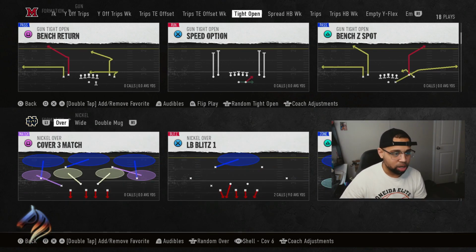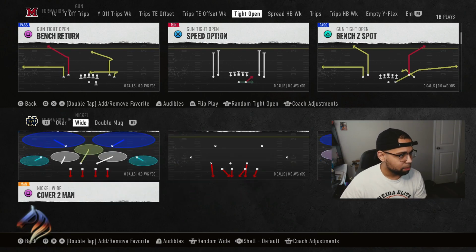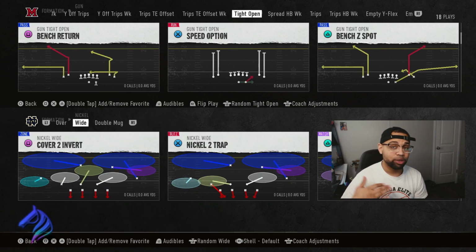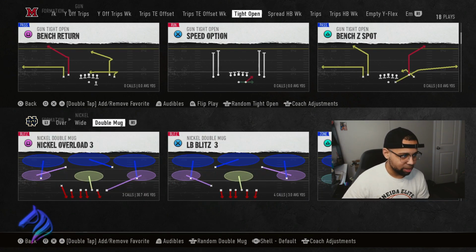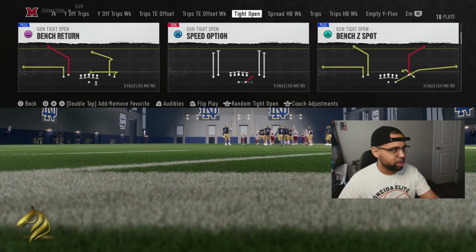Now, I'm going to go ahead and call a cover 2 here. It doesn't matter what formation you're calling the cover 2 in, but I'm going to try to find a cover 2 blitz so you can see what it is. You cannot switch stick on a blitzing player, so we can't find a blitz out of here. You know what? Let's just call double mug. Double mug is a perfect play.